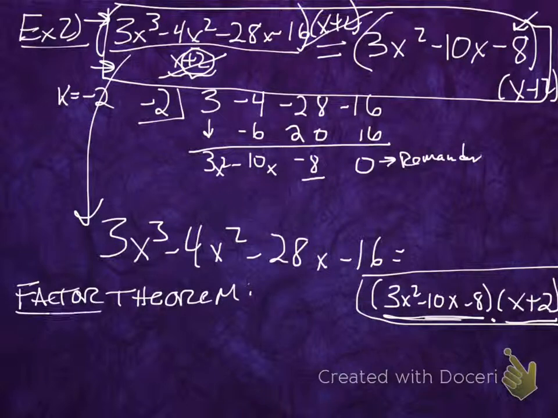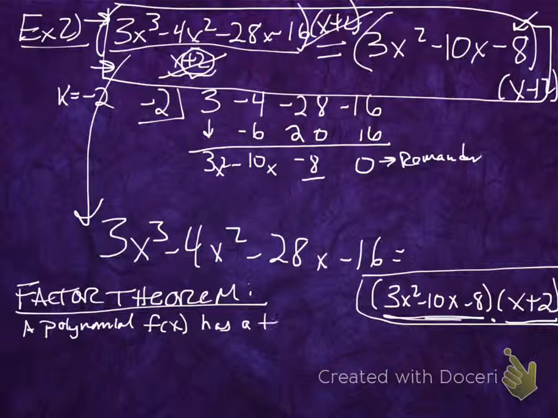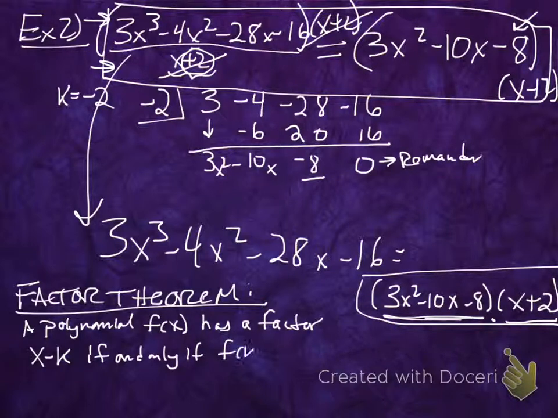The factor theorem goes something like this. A polynomial f of x has a factor of x minus k if and only if f of k equals 0, i.e. the remainder is 0.